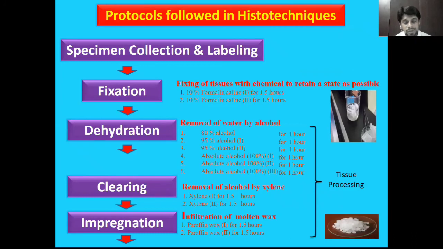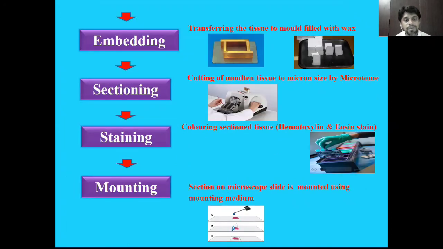To recap the complete process: fixation, dehydration, clearing, impregnation, then embedding, sectioning, staining and mounting. With this precise and effective setup, we get the result through observations. We can compare with the control and come to a conclusion, and from this we can understand the exact nature of the tissues and their content. Thank you very much for your patient hearing.